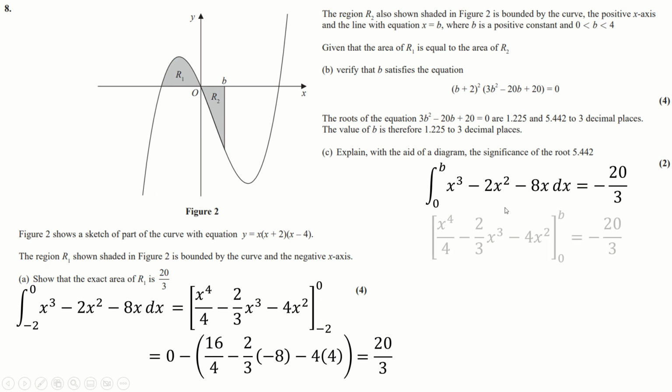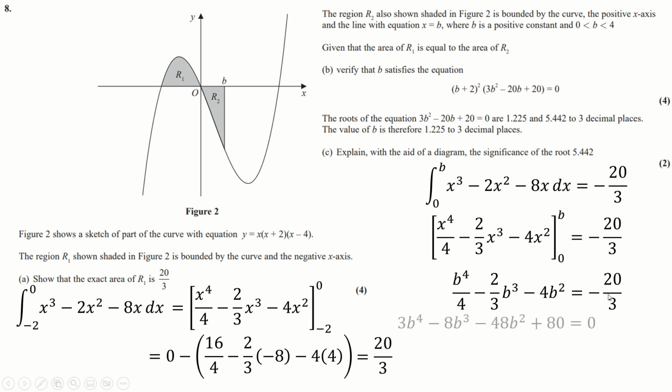From here, I'm just going to integrate as before. It's just the same thing we did before. Put the b and the 0 in. Of course, when you put the 0 in, everything just goes away, which is good. And then I think what I did was I times everything by 12 to make this here. And now this is quite interesting.